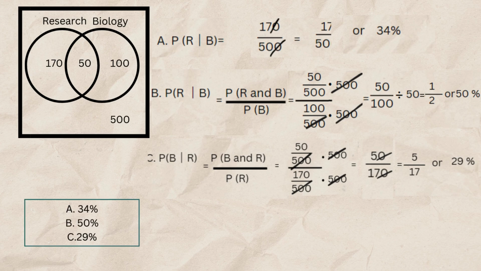So multiply by 500. Both cancel. We have 50 over 170. Let's cancel again, both zeros. We have 5 over 17, or divided by 17, about 29%. So we have the answers: letter A is 34%, B is 50%, and C is 29%. Thank you.